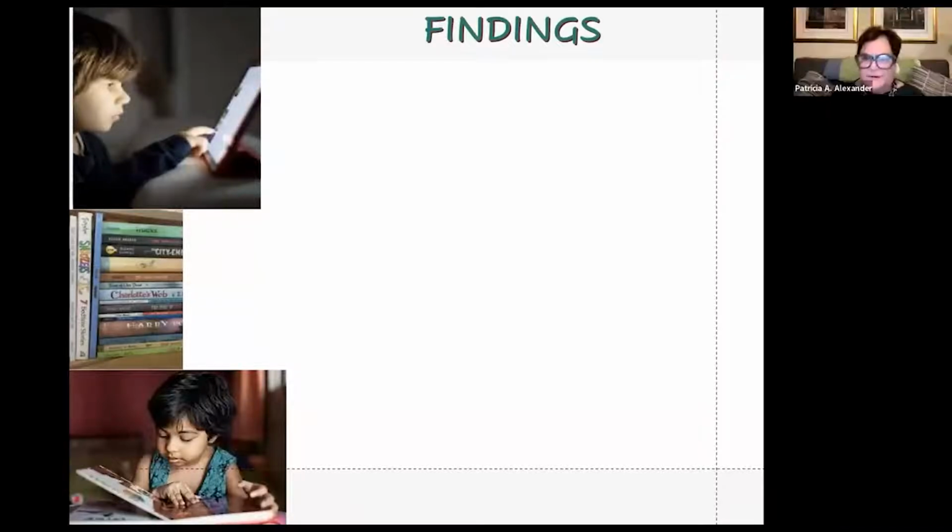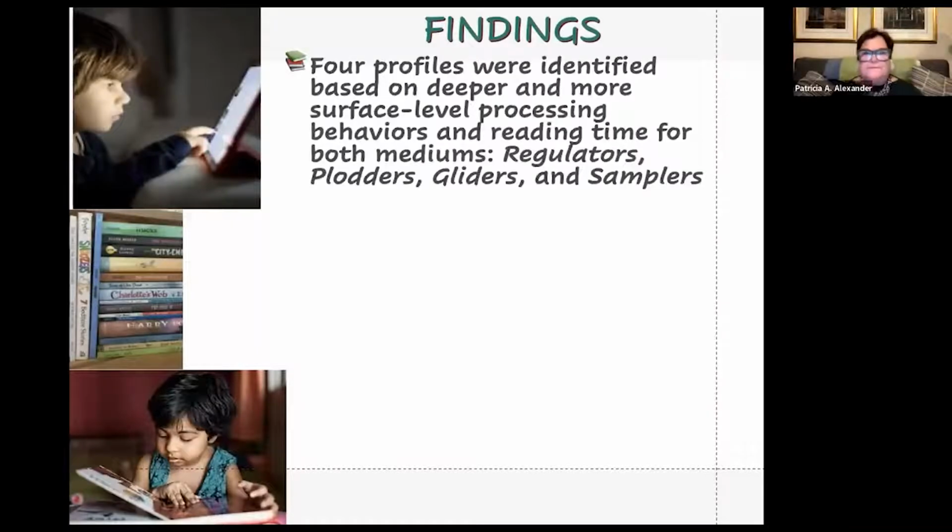Thanks, Lauren. Okay. So what did we find? Four profiles emerged. Now remember, these profiles are constructed by the kinds of data Lauren just described and reading time as well. They're also verified by whether or not there were comprehension differences between these profiles, so that to some degree these profiles matter. I'm going to explain each one in turn. There were what we called the regulators, the plotters, the gliders, and the samplers. So what do those mean?